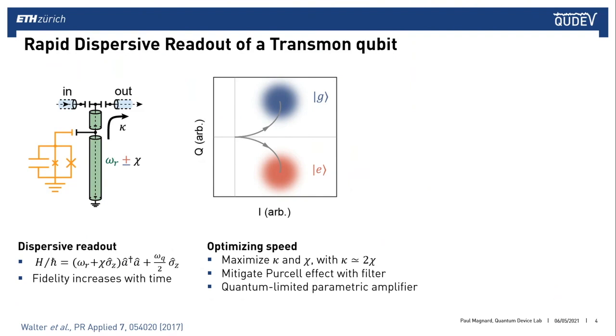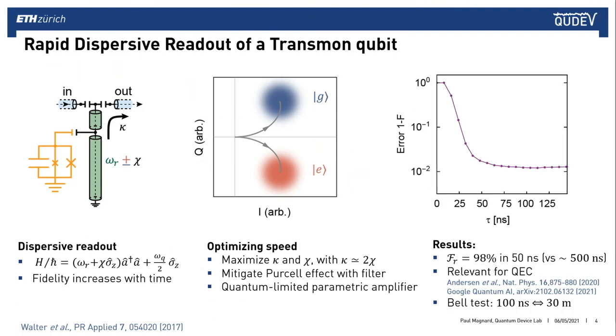With this optimization, our device can be read out with 98% fidelity in just 50 nanoseconds, as you can see in this plot, which shows readout error on the left axis versus measurement time. This is about 4 to 20 times faster than readout schemes used in state-of-the-art devices available on the cloud. Our work is therefore relevant for these devices, which try to tackle quantum error correction, and in which about half the error per correction cycle still stems from idling errors during ancilla readout. Our results also show that the Bell measurement duration can be as low as 100 nanoseconds, requiring a 30-meter qubit separation distance to close the locality loophole.